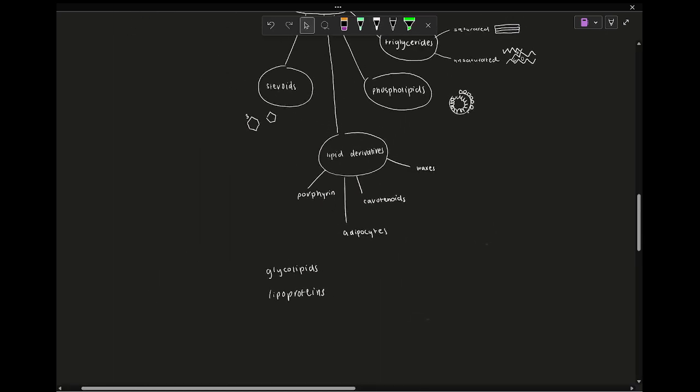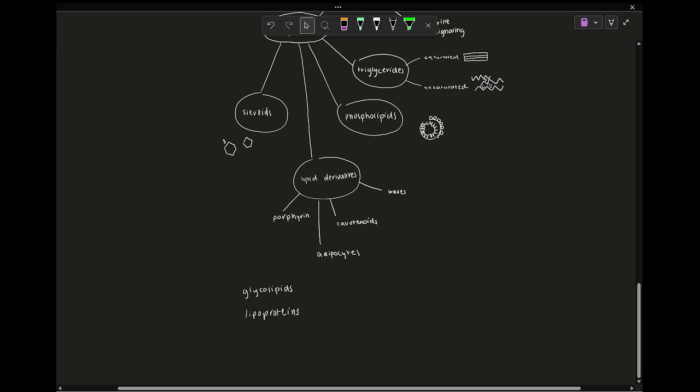So that's lipids, and we continue on with proteins.